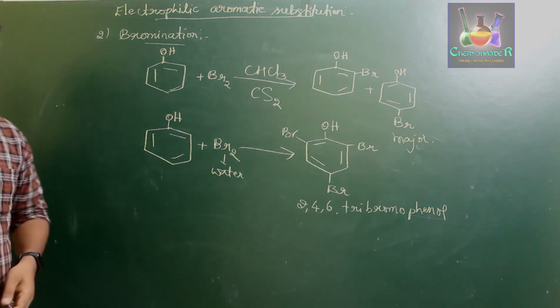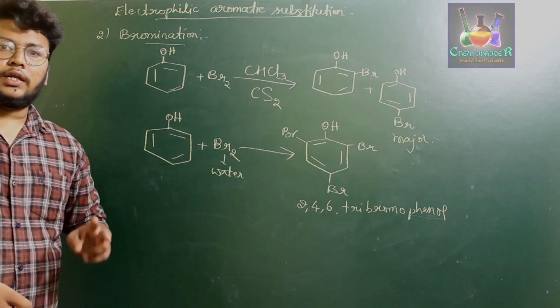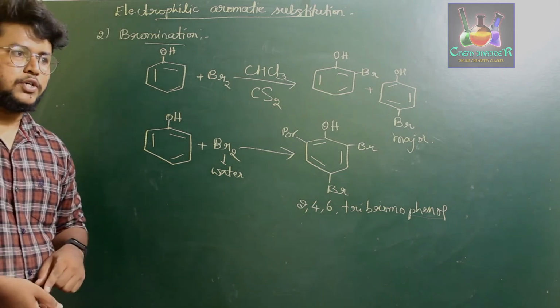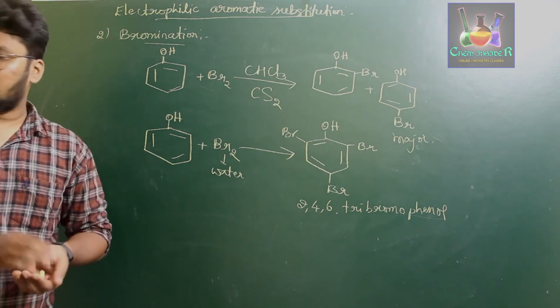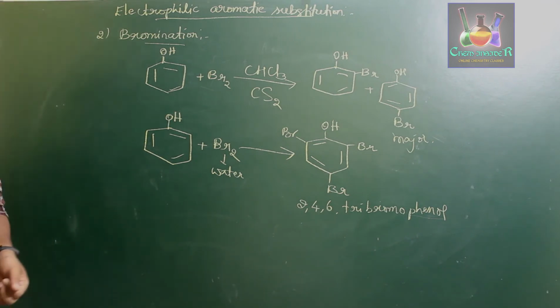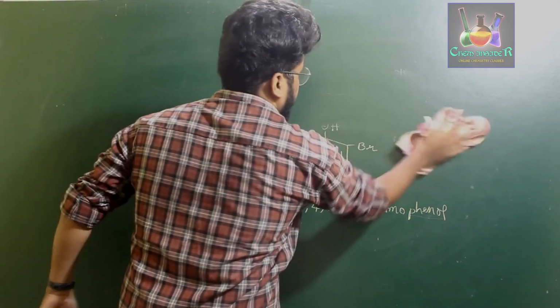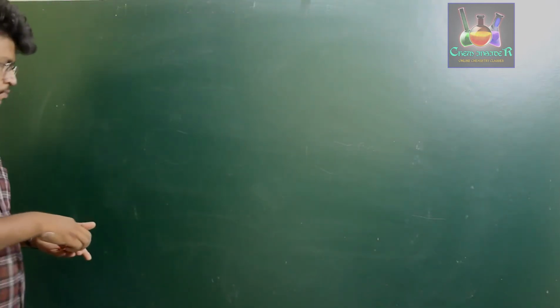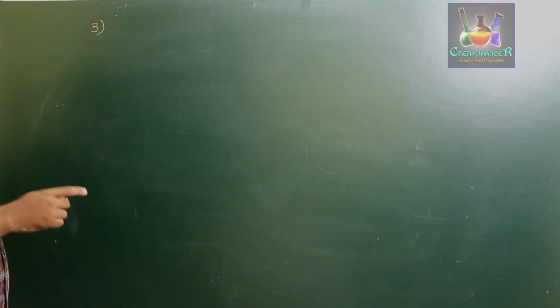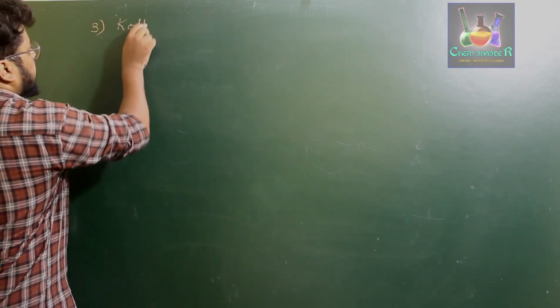Okay. Next, we are going to discuss two important named reactions: Kolbe's reaction and the Reimer-Tiemann reaction. First, we will discuss Kolbe's reaction. So this is the third type of reaction. In the previous video we discussed the oxidation process. Second, we discussed the electrophilic substitution reaction. And now the third one is Kolbe's reaction.